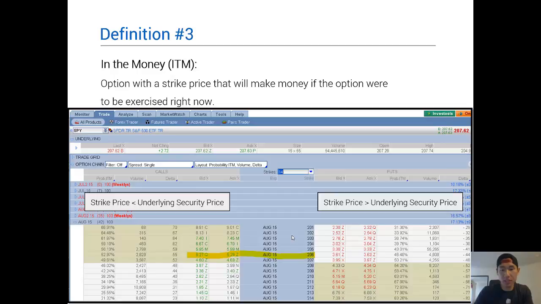On the put side, it's when the strike price is greater than the underlying security price. So for example, with 209, we would want to exercise the option and sell it, or short it, at 209 and then buy it back at 207.62.